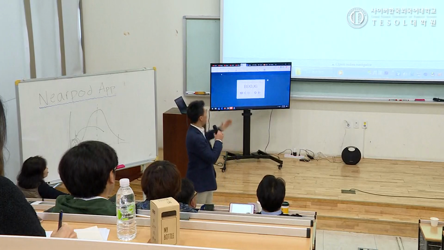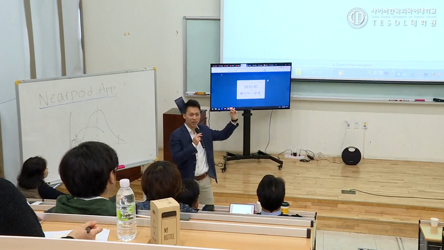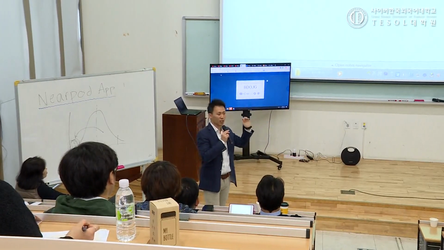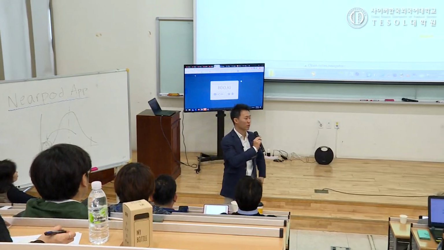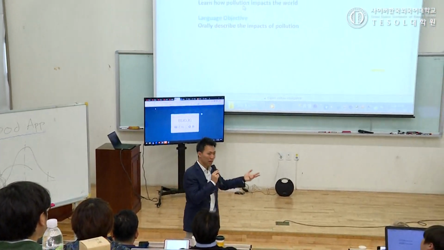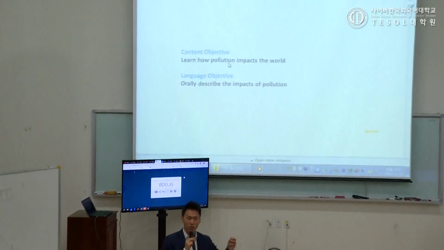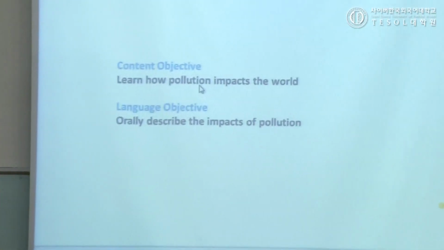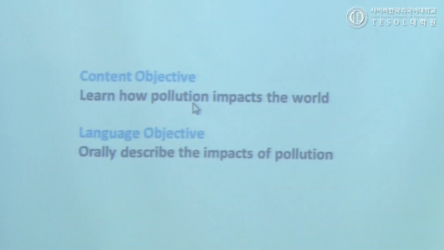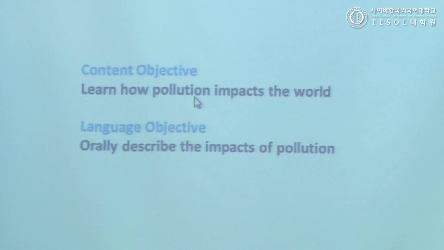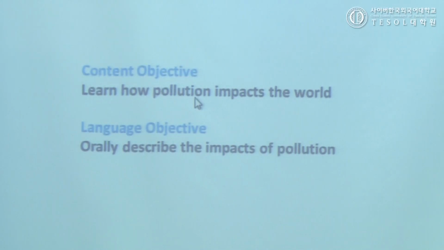If I had more time, I would make this language objective a little bit longer. I might include some scaffolds for the student. For example, describe the impacts of pollution using this frame. Blank causes blank. Or I might say something like, describe the impacts of this pollution by using the following words, X, Y, Z. Right? So I would make this a little bit longer, but you get the idea. Two objectives.